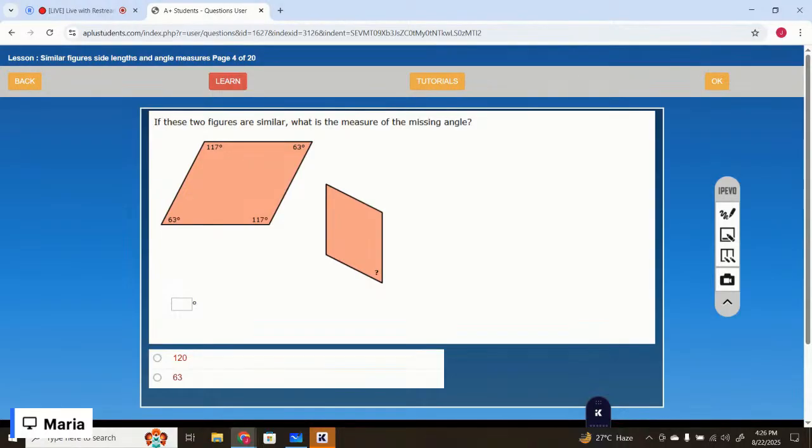Sixty-three it is. The missing angle is 60. Option number 1 is the correct option. Sorry, 2.